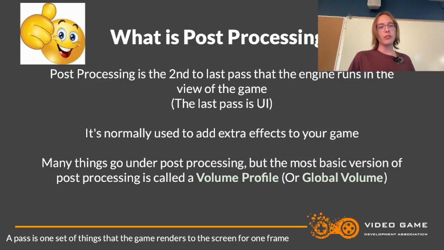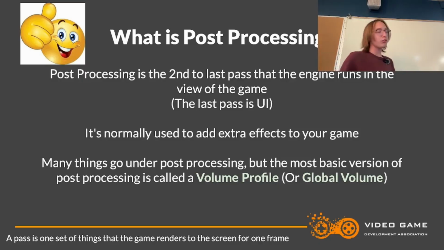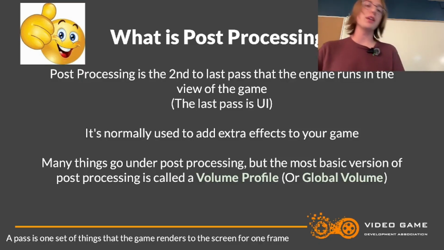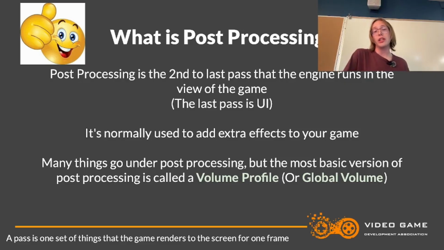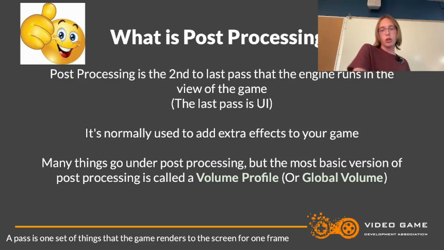So what is post-processing? This is the second to last pass that the engine runs in the view of the game. There are some other post-processing stuff that runs before this, but this is the last one. The very last pass is UI. Normally, this is used to add extra effects to your game, so that's why it's at the very end. Many things go under post-processing, but the most basic version of post-processing is called a volume profile or global volume, which is what we're going to use today.